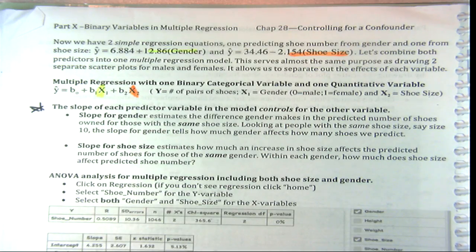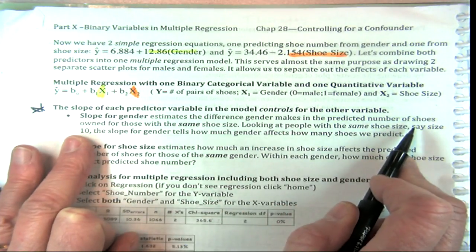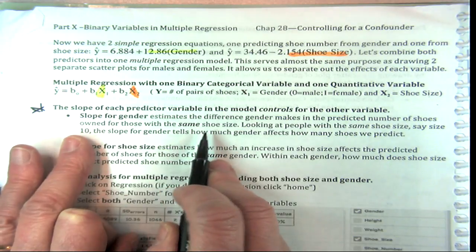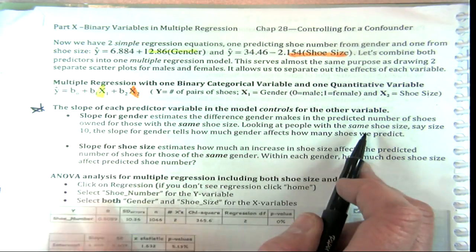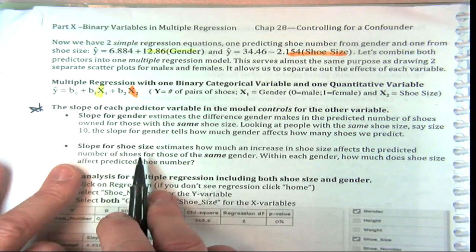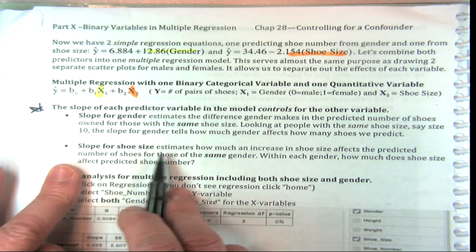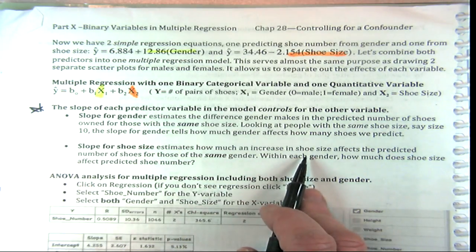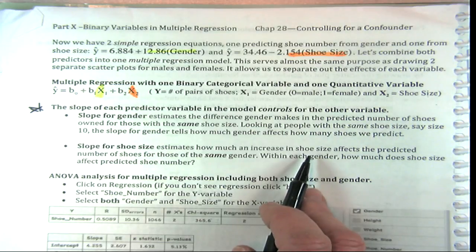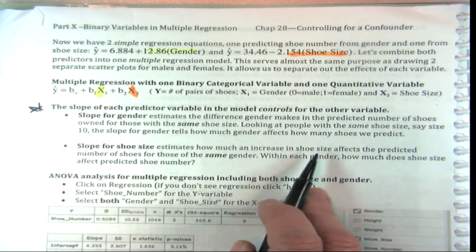Do you understand? So it says, estimates the difference gender makes in the predicted number of shoes owned for those with the same shoe size. So that's how it stratifies. Now, the slope for shoe size, what do you think that does? That estimates how much an increase in shoe size makes, like comparing me with a size 10 to another female who has a size 11, how much a difference in shoe size makes for the same gender.